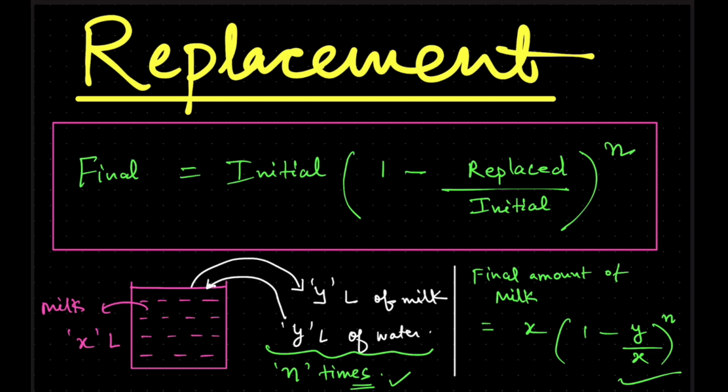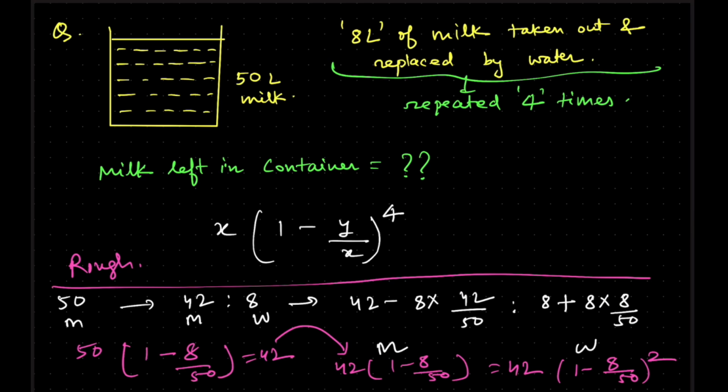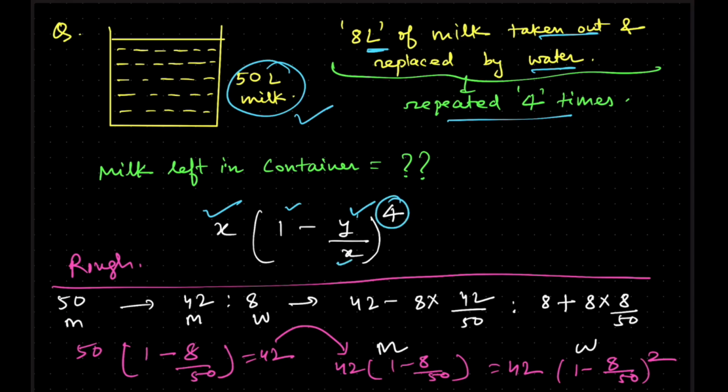So now let's see how to apply this formula. Suppose 50 liter of milk is there and 8 liter of milk is taken out and replaced by water, and this process is repeated 4 times. How will you deal with these questions? We have our formula: initial amount into 1 minus y, the replaced amount, divided by x, the initial amount, to the power 4, because 4 is the number of operations. This operation has been done 4 times.